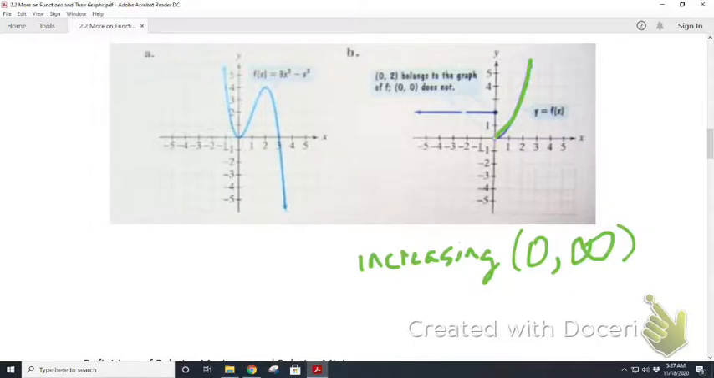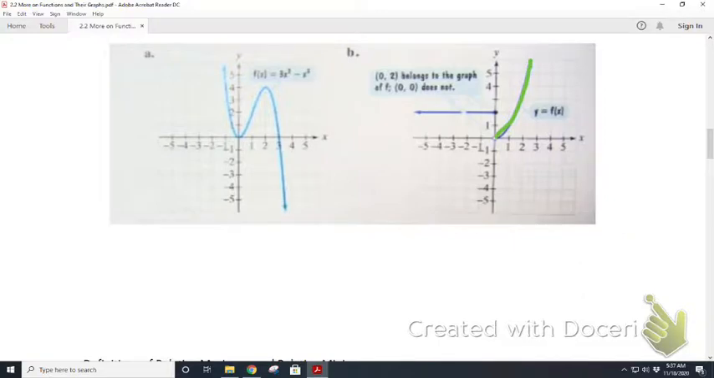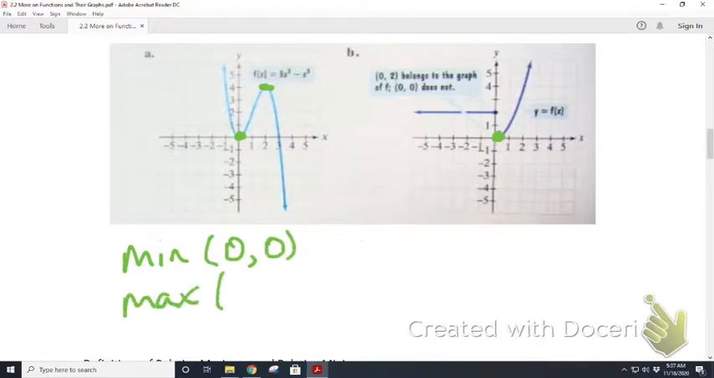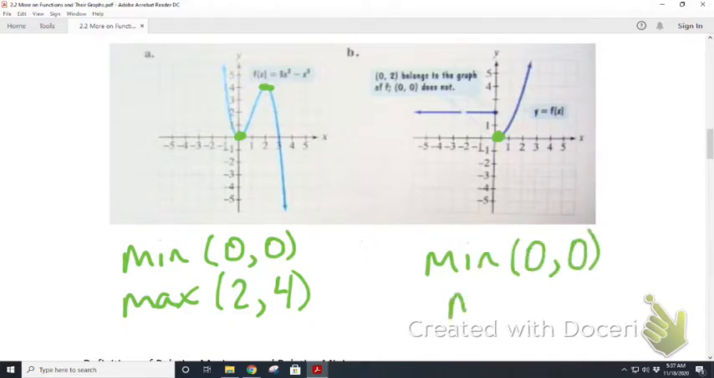Oh, by the way, let's talk min and max real quick. Very simple. So on A, it has a minimum right there and a maximum right there. And on B, it has a minimum right there. And you just write it down. So min is at 0, 0. And max is at 2, 4. And on B, it has a minimum at 0, 0 and no max.